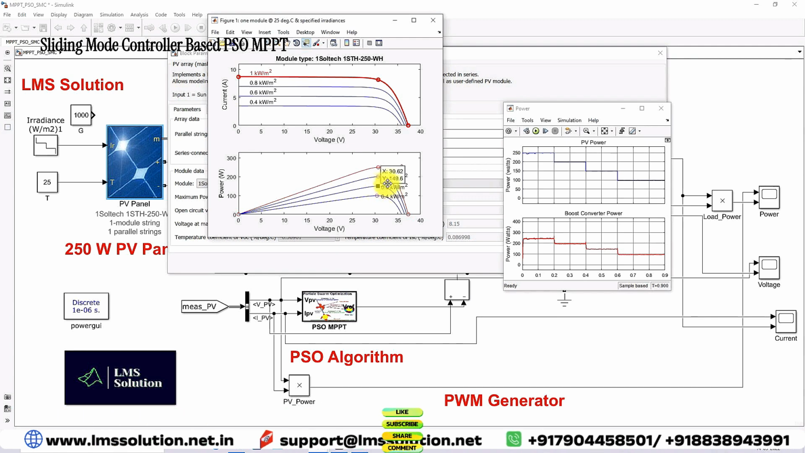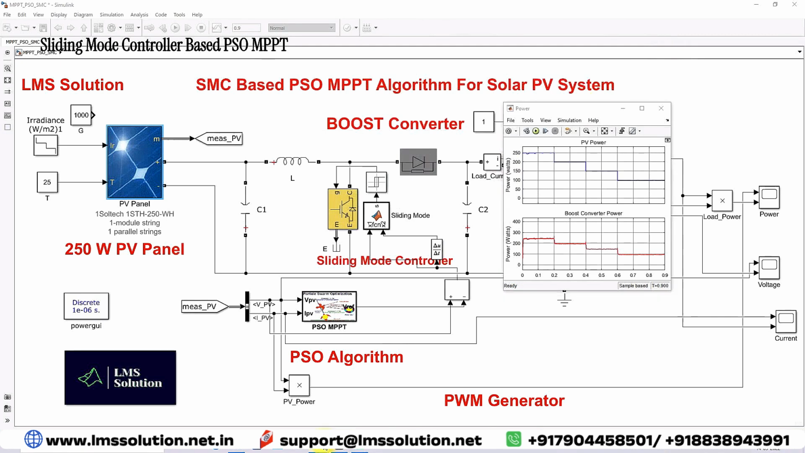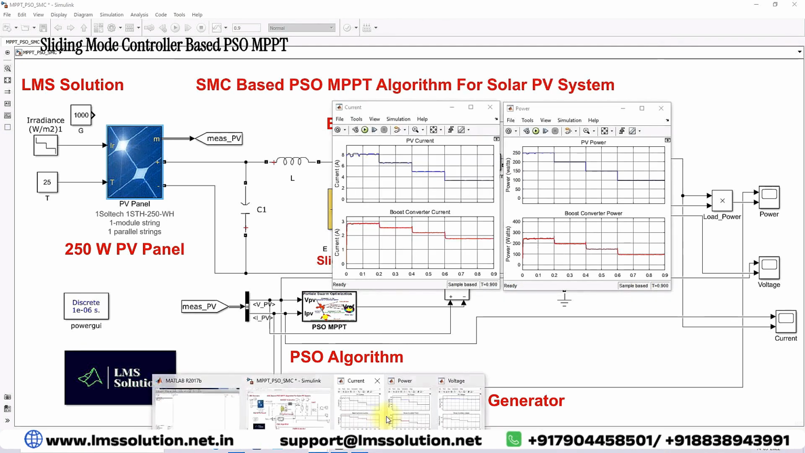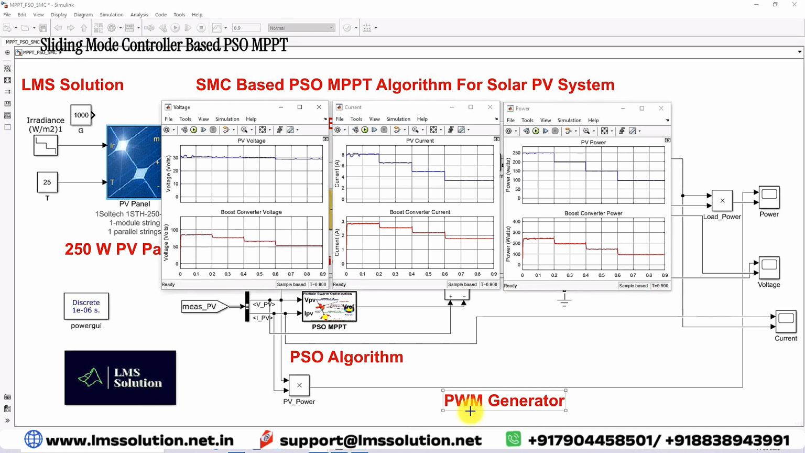For 600, the maximum power is 150. So here you can see that we are getting 150 watts for 600 watts per meter square. For 400, the maximum power is around 99. So here also we can see that we are getting the maximum power from the PV panel. For a particular condition, the sliding mode controller based PSO MPPT is extracting the maximum power from the PV panel.